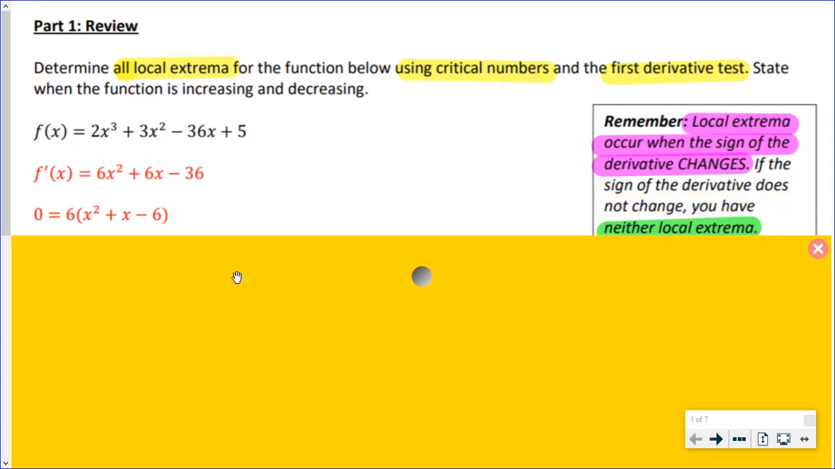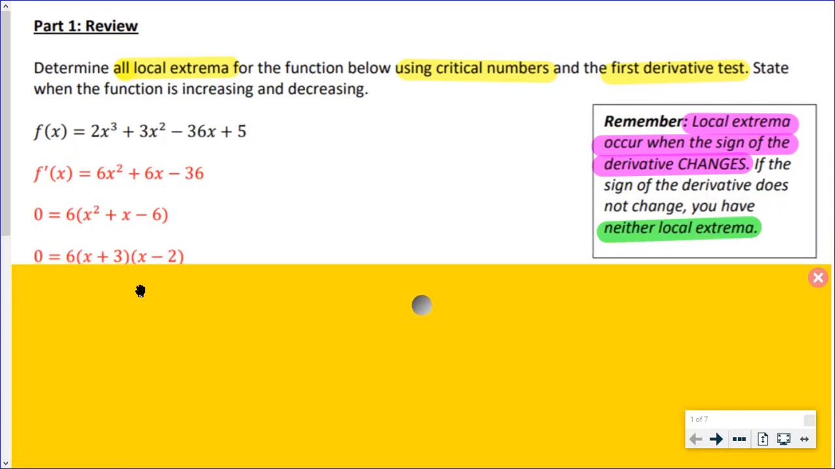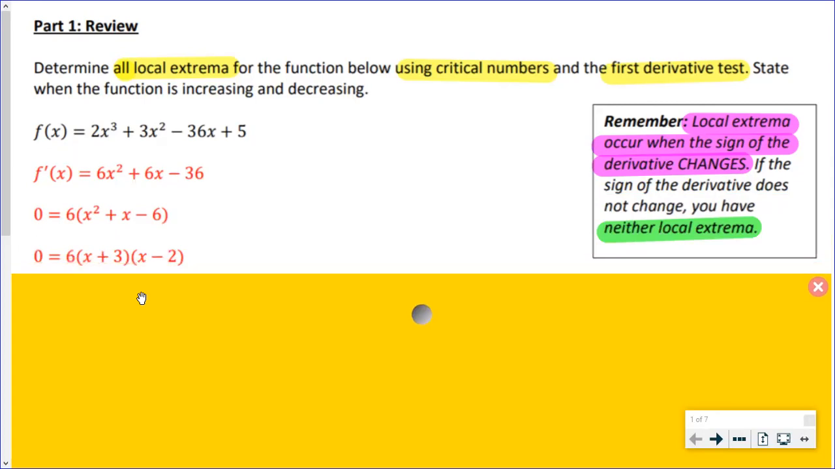Now, remember, we learned in the last class that the local extrema occurs when the sign of the derivative changes. So if the sign of the derivative does not change, you don't have any local extrema, no local minimum or maximum points. If I factor x squared plus x minus 6, I'm going to get x plus 3 times x minus 2.